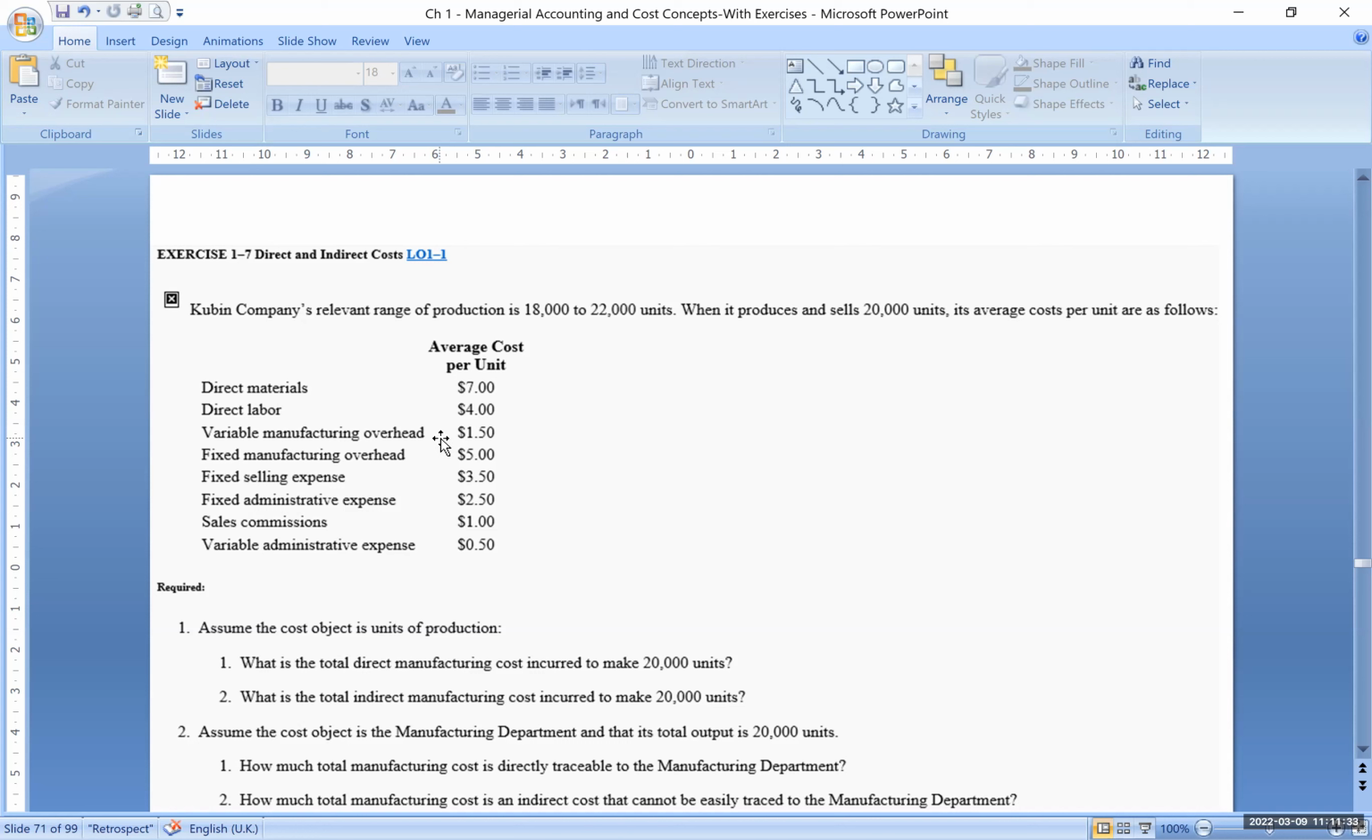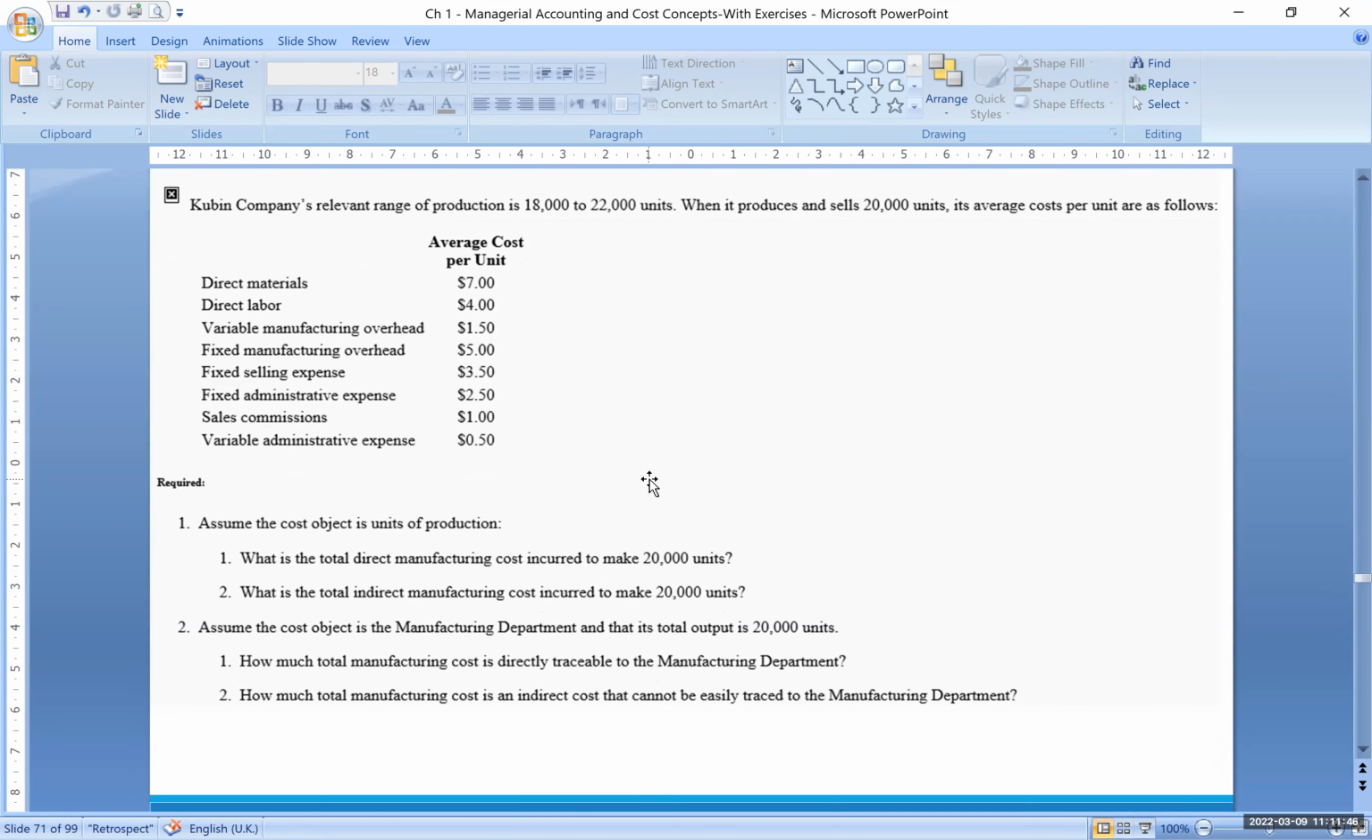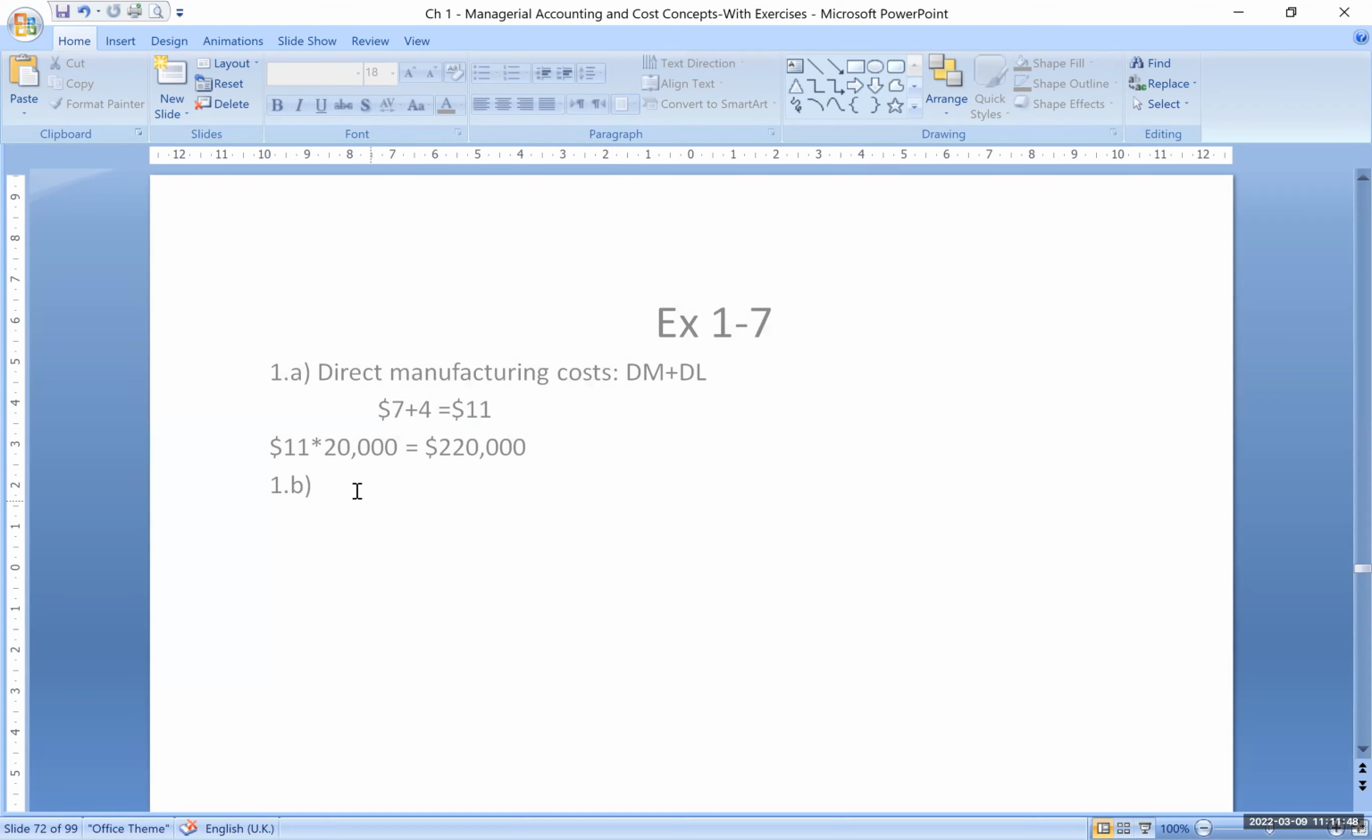We ignore the first two, which is the direct material, direct labor. These are direct, not indirect. So the answer will be only for the variable manufacturing overhead and the fixed manufacturing overhead. Let's write it down here.